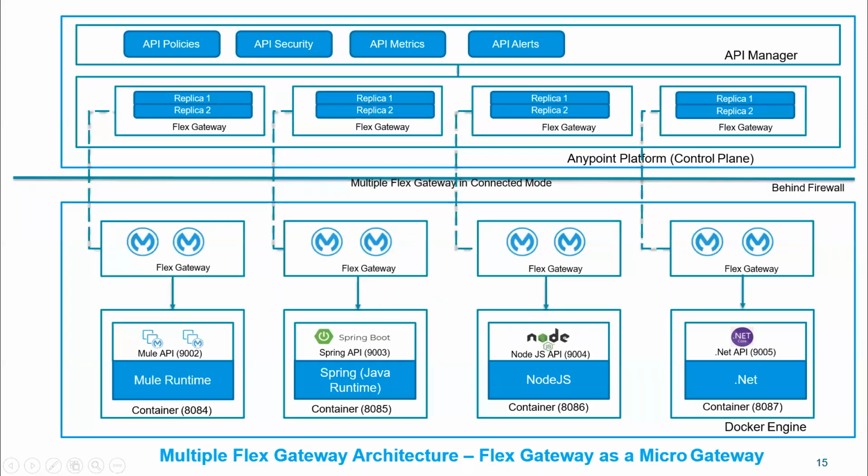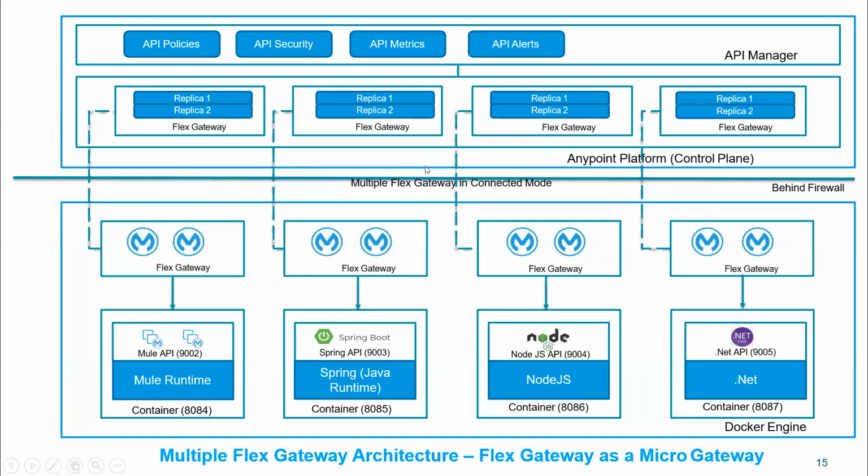Apart from that, if you are following a microservices or micro gateway kind of architecture, then for each API you can create a separate Flex Gateway. So for MuleSoft APIs, you have one Flex Gateway. For Spring Boot APIs, you have one Flex Gateway. For Node.js APIs, you have one Flex Gateway. And for .NET APIs, you have one Flex Gateway. And each Flex Gateway will have multiple replicas for performance, high availability, and fault tolerance.